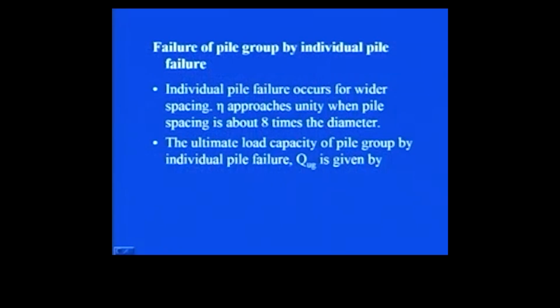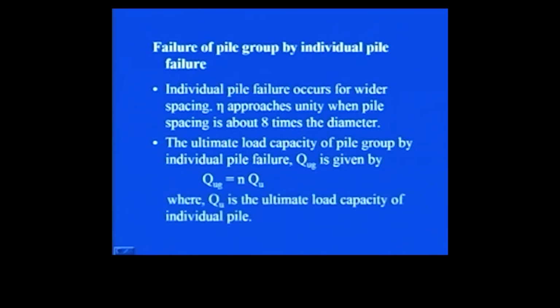So, the ultimate load capacity of pile group by individual pile failure, which is QUG, is given by this particular expression, that is QUG is equal to N times QU, where QU is the ultimate load carrying capacity of an individual pile. See, the thing is, since this eta is tending to unity for larger pile spacing, and eta is the ratio of this quantity to this quantity, when that tends to unity, obviously this QUG will be equal to N times QU.